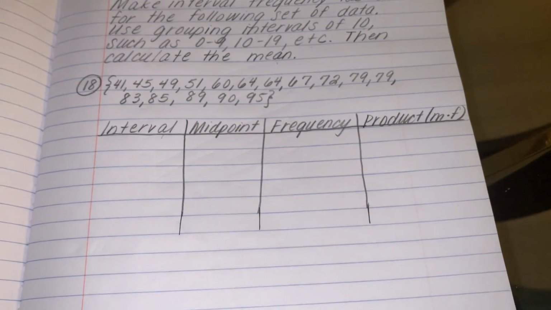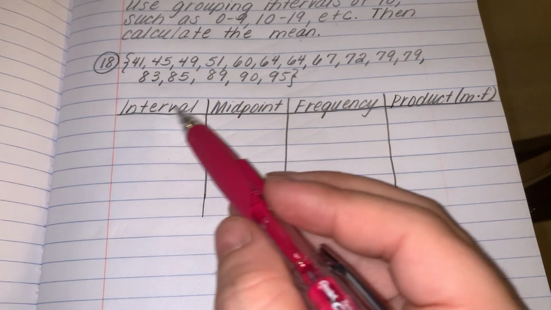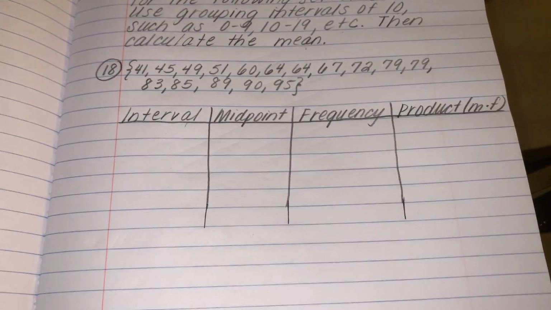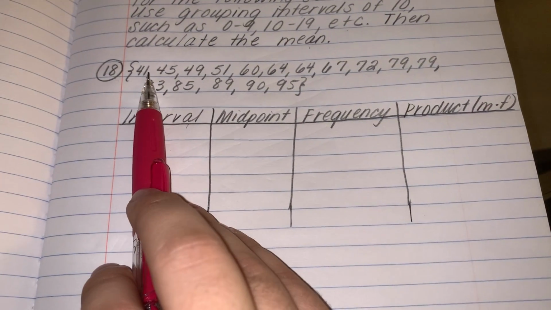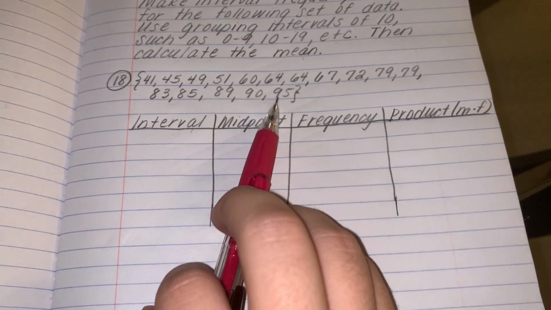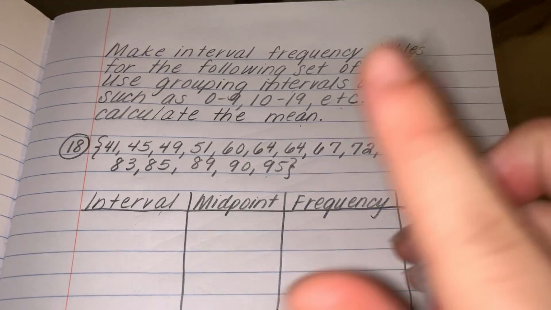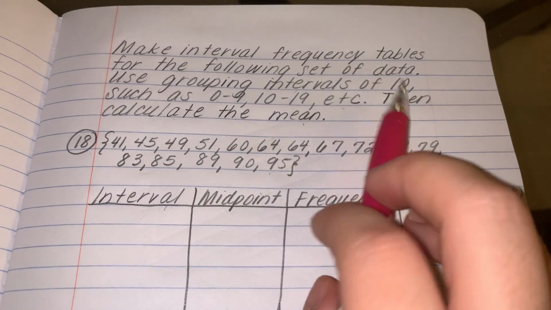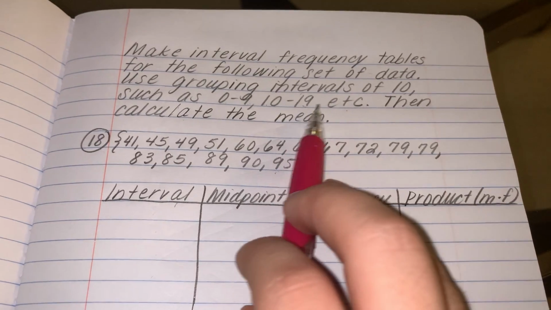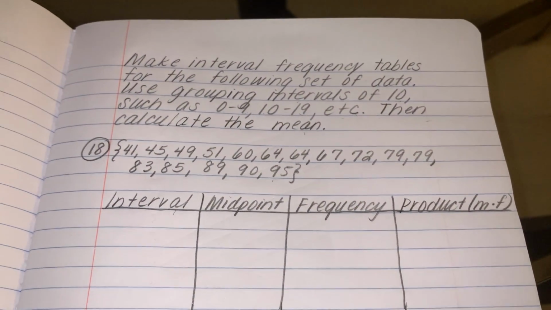So we're going to start off with the very first part. The very first part is creating an interval, and first off, we got to see these numbers that we have. And actually, the numbers are already presented from least to greatest. The smallest number is 41, the biggest number is 95. And as they mentioned in our directions, they want us to put it in intervals of 10, starting from 0 to 9, then 10 to 19. The next one would be 20 to 29, and then 30 to 39, and so on and so forth.